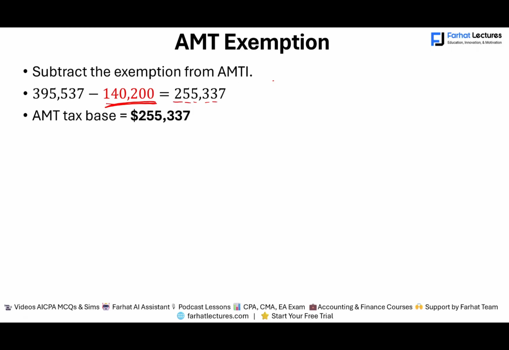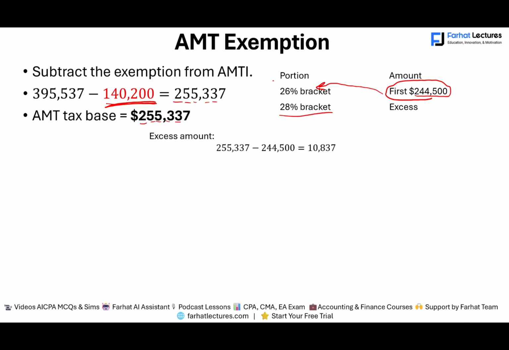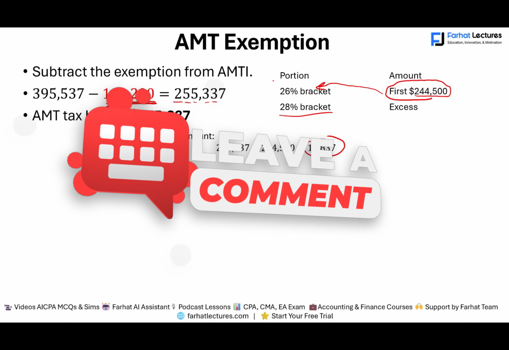Once you get to the AMT base, which in our situation is 255,337, according to the latest rules for 2026, the first 244,500 will be taxed at 26%, and anything above that amount will be taxed at 28%. So what's the amount above? The amount above is 10,837.